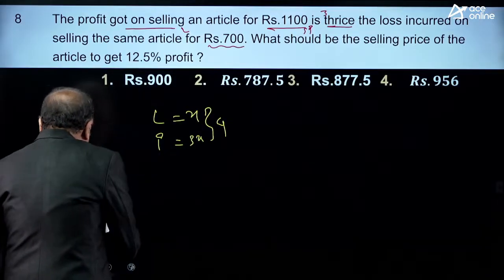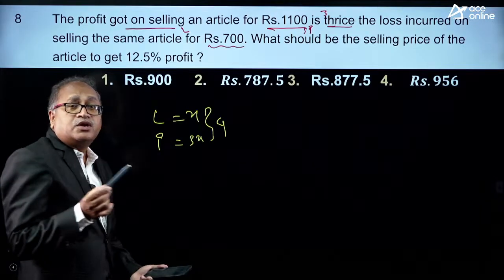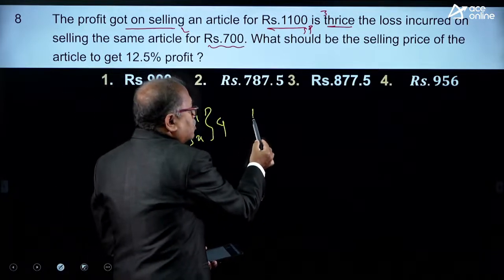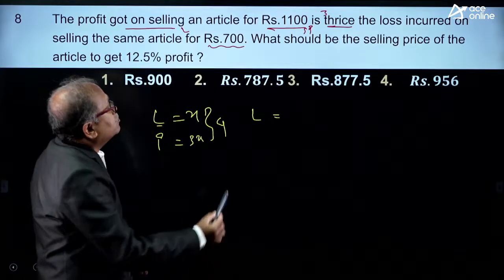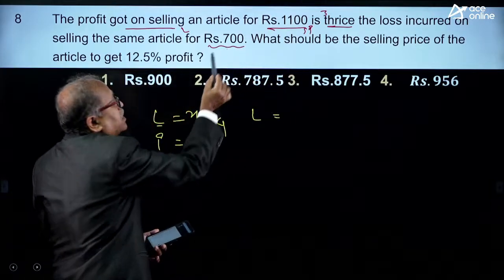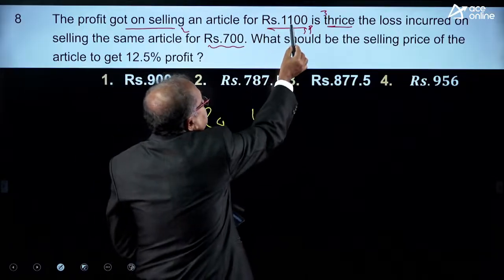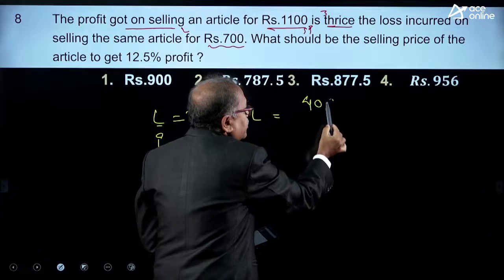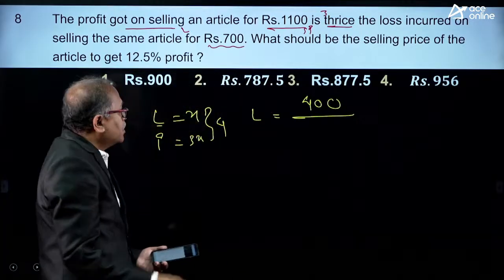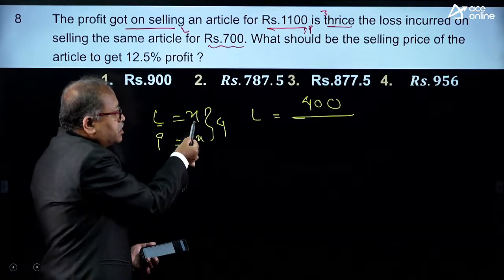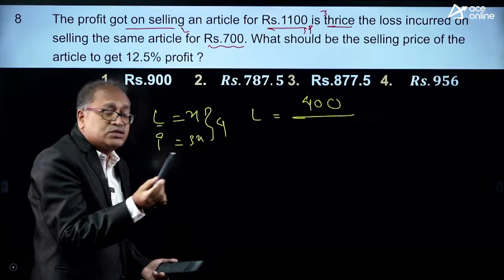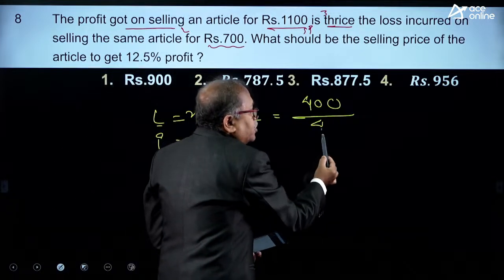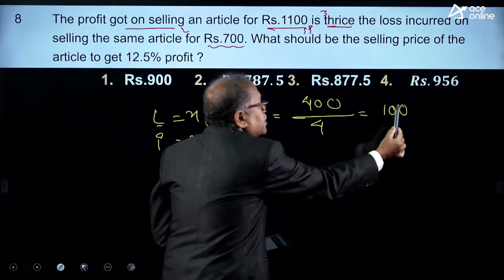What is the best way to answer this question, in the shortest possible way? I will get the loss. What is the loss? Loss is equal to the difference between the higher selling price and the lower selling price. Higher selling price is 1100, lower selling price is 700. The difference between these two is 400, divided by how many parts that represents. In one case there is a loss, in the other case there are 3 parts profit. Total is 4 parts. Divide by 4, and you directly get the loss, which is nothing but 100.